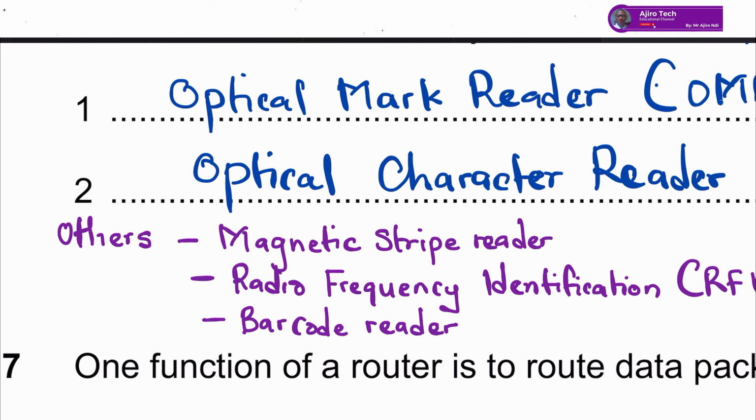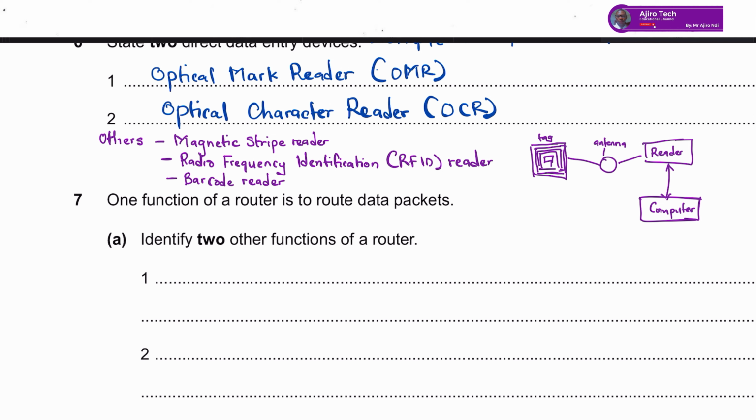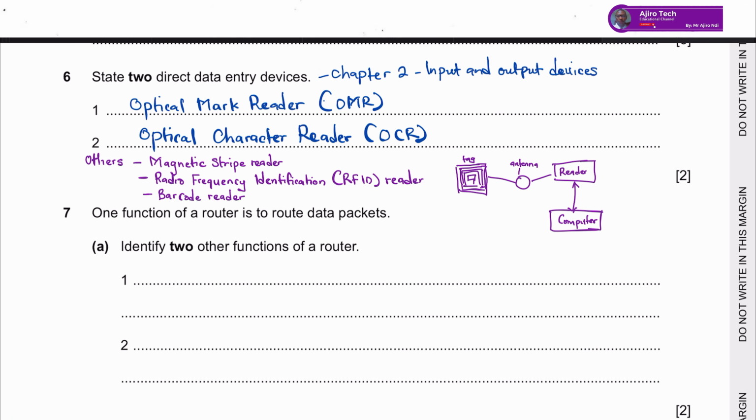Essentially, when it comes to past papers and theoretical questions, this is where I do well, because I'm not just solving or giving you an answer, I'm also teaching you. Let's look at question 7. It says one function of a router is to route data packets. Identify two other functions of a router.